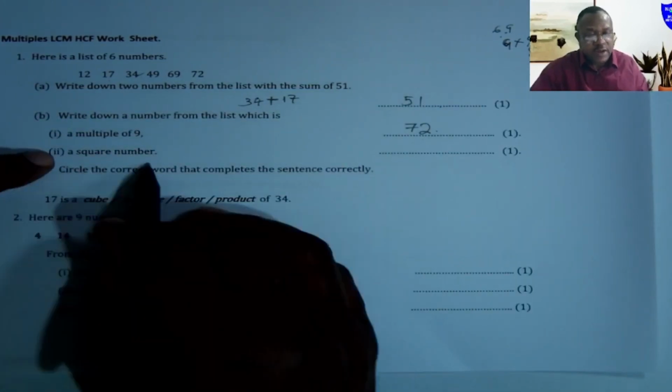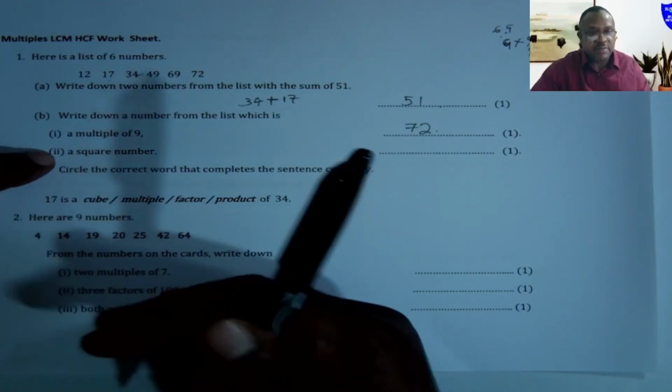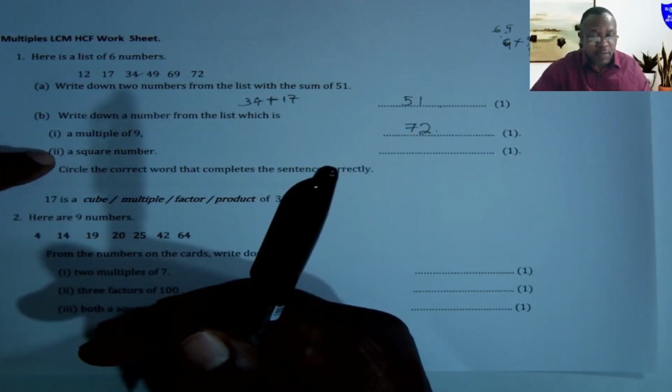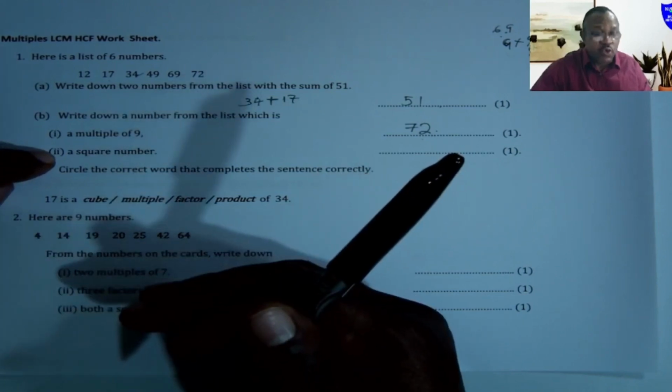A square number. Now a square number is simply a number which can be found by multiplying 2 equal numbers.